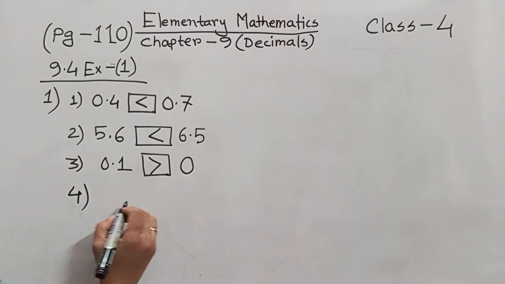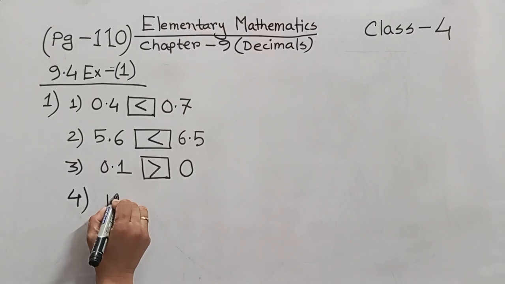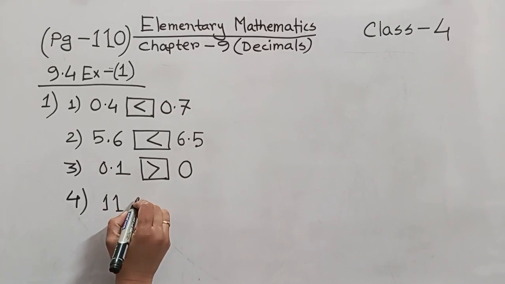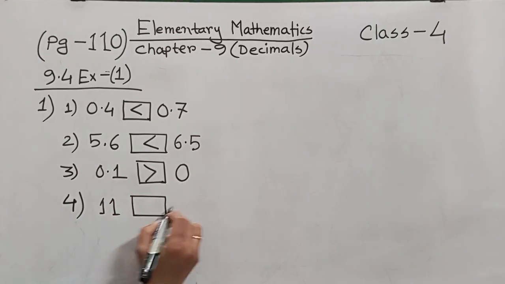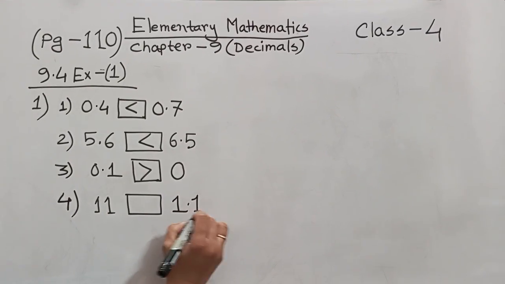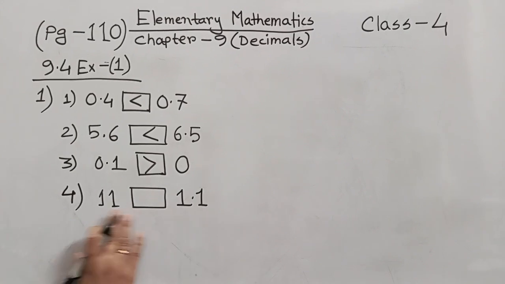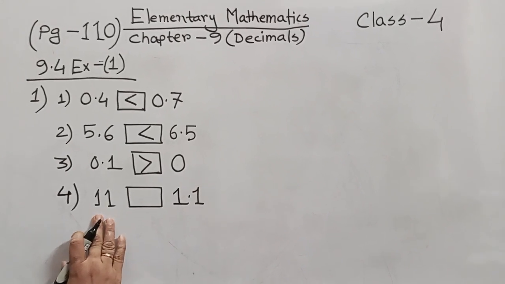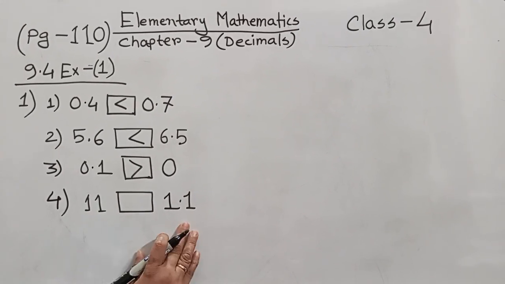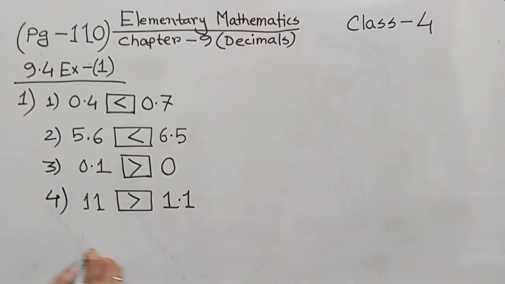Question number 4. 11, blank space, 1.1. So 1.1 is obviously smaller than 11 and 11 is greater than 1.1. So the greater sign will be here.